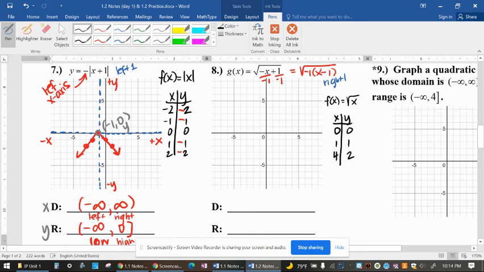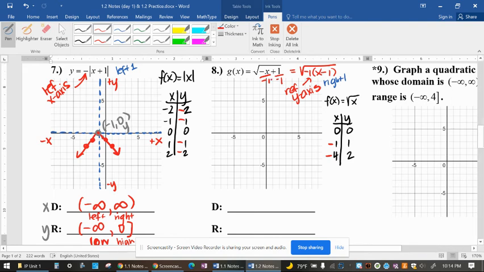Because there is a negative inside, that means that I've got a reflection over the y-axis. When something's reflected over the y-axis, the x values change signs. So I'm going to go ahead and change those from my table.